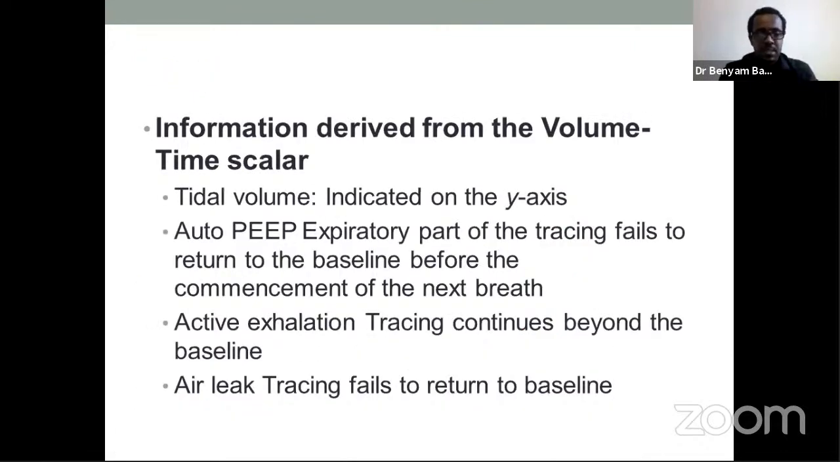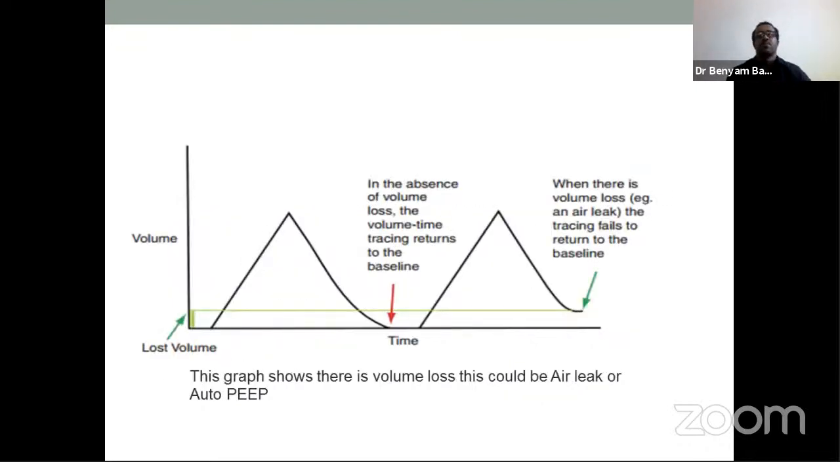So this is what basically we see on the volume time scala. So far we have discussed the pressure time scala, the flow time scala, and the volume time scala. We already said the pressure time scala is important, especially if you are using volume targeted ventilation. We'll be able to assess the peak inspiratory pressure, the plateau pressure, the airway resistance, as well as compliance. And we could also see the set PEEP and auto PEEP if they are present.